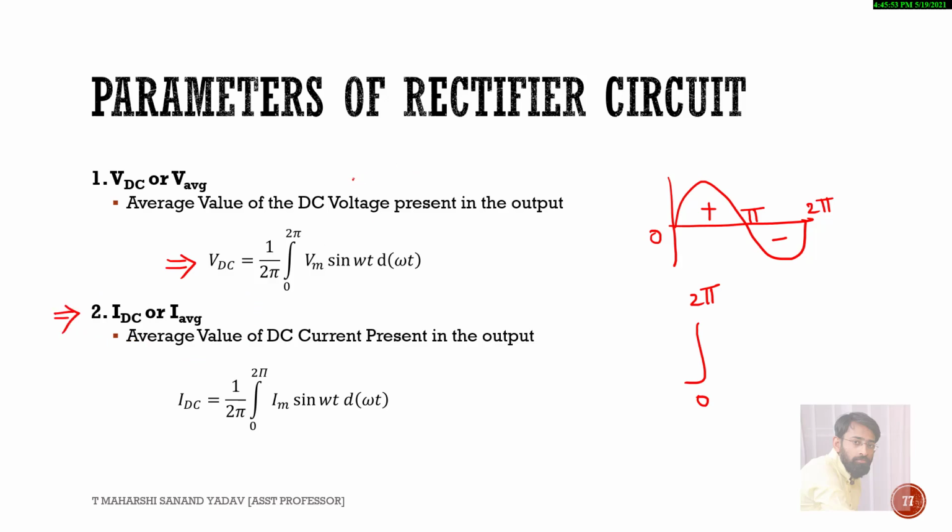So this is used to calculate voltage. This one is used to calculate the current. Average current IDC is equal to, again the same thing, 1 by 2 pi integral 0 to 2 pi Im sin omega t d omega t. So these are the first two parameters that you have to calculate in any kind of rectifier that you study.